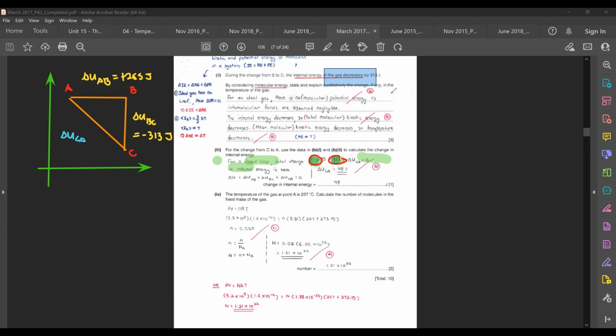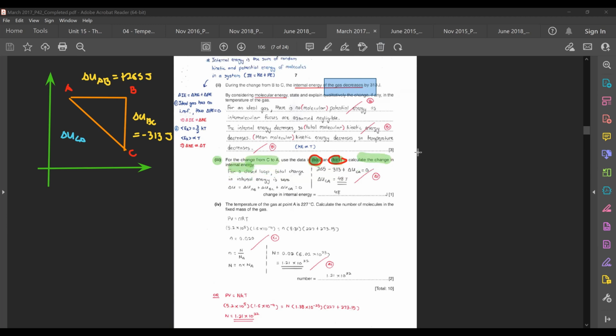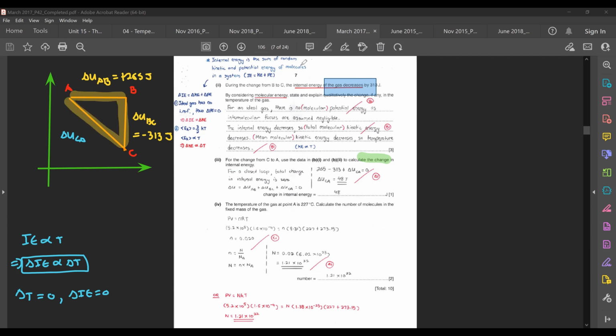Okay. So this one, you make use of what you've learned just now. Because we know that internal energy is proportional to temperature. Change in internal energy is proportional to change in temperature. This one was a derivation that we did earlier. If your temperature change is 0, your change in internal energy is 0. Isn't it? When you're talking about something having gone through one full complete cycle like this. So here, you make use of that information. For a closed loop, the total change in internal energy is 0.